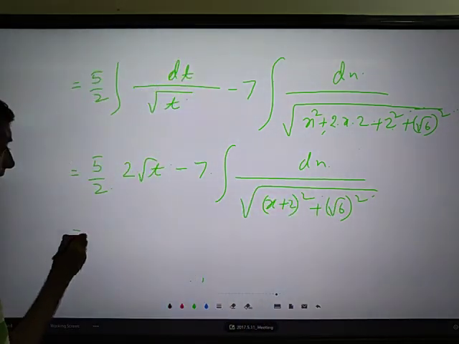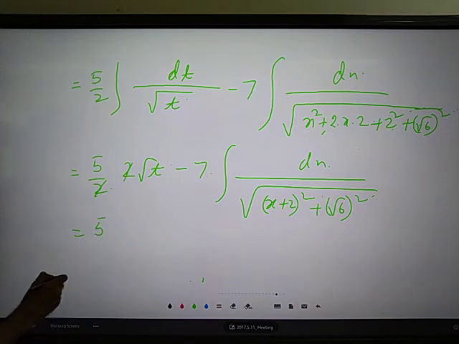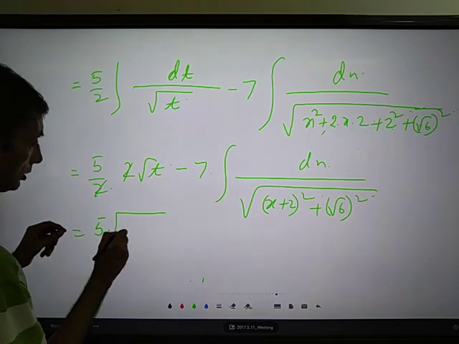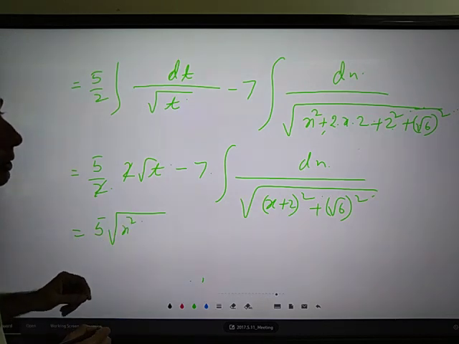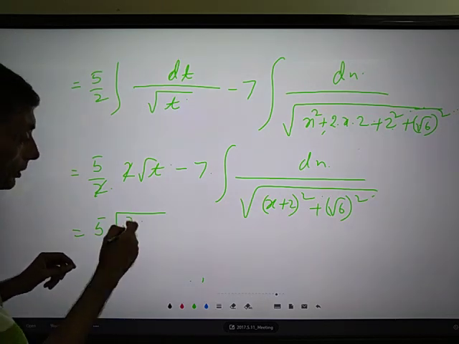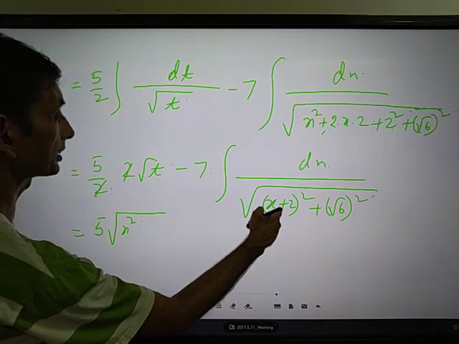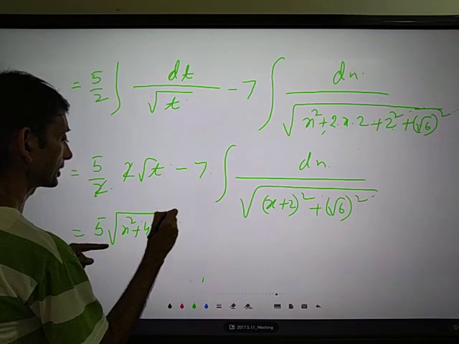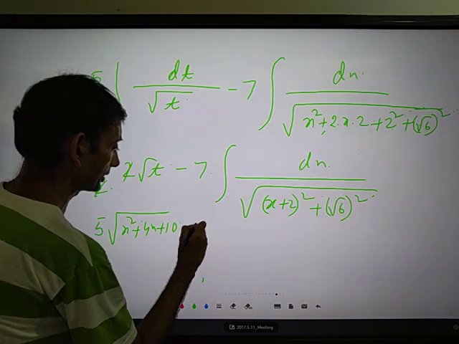So finally we can cancel this. This is 5 root t. Here t is the value we substituted, right? x squared plus 4x plus 10. This is t. Fine. And minus 7.